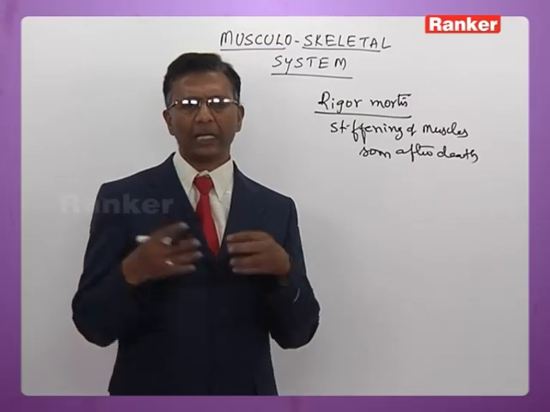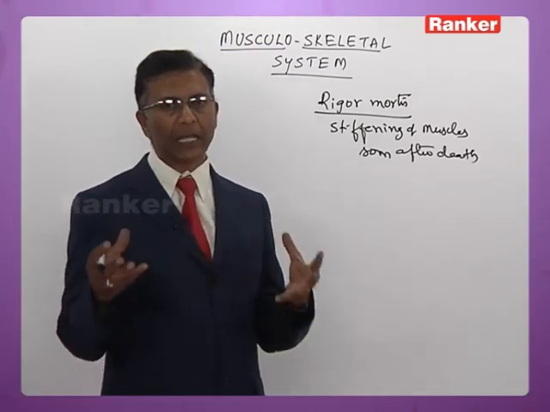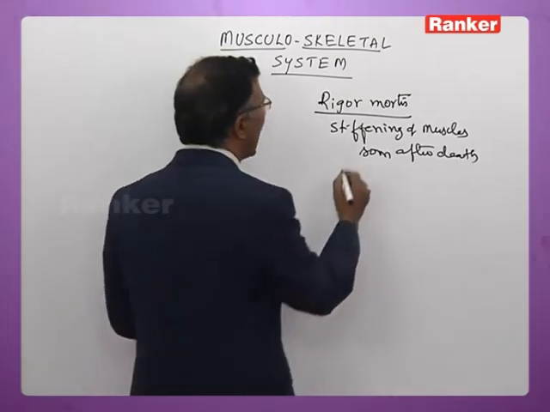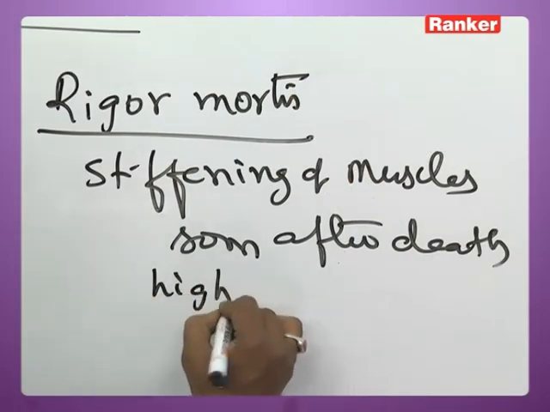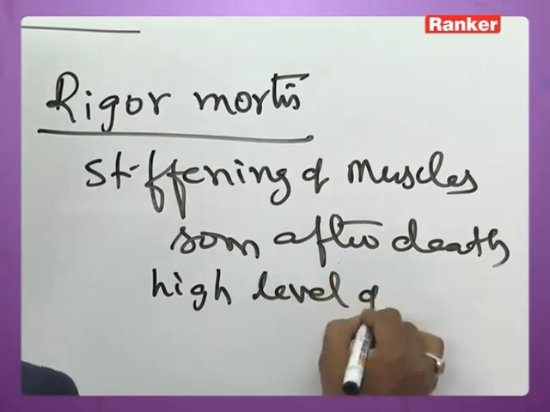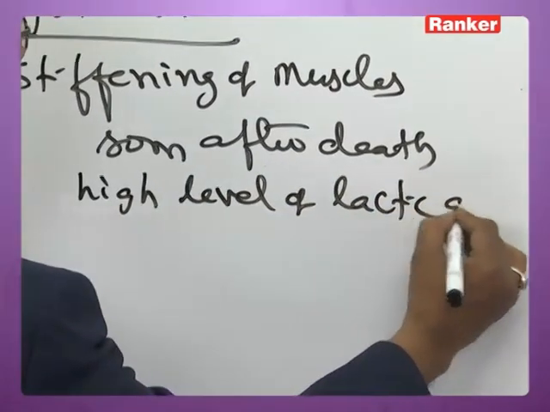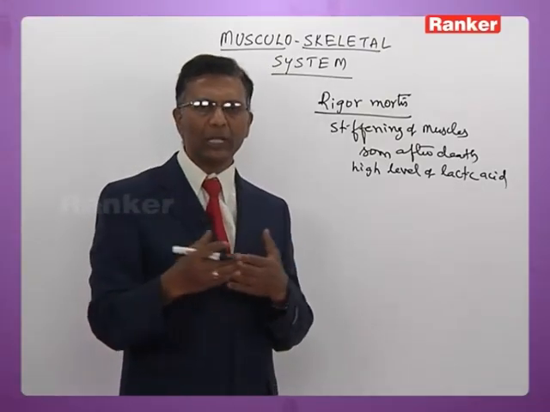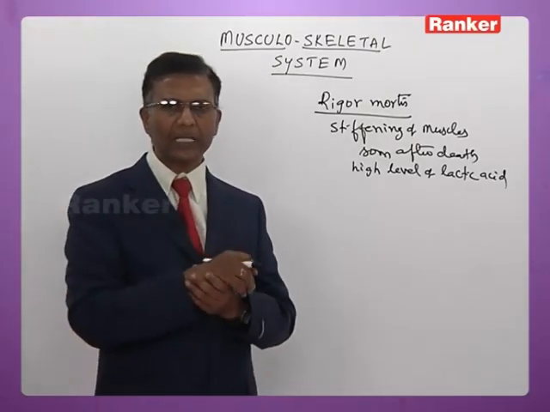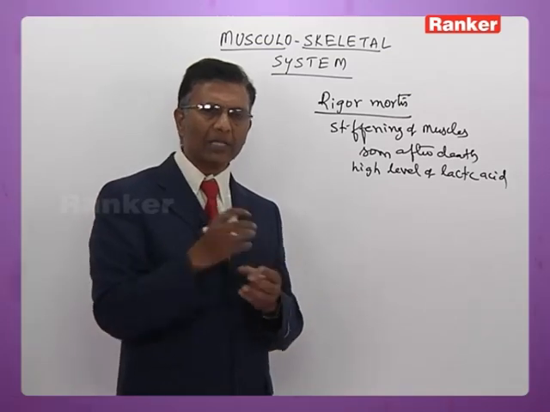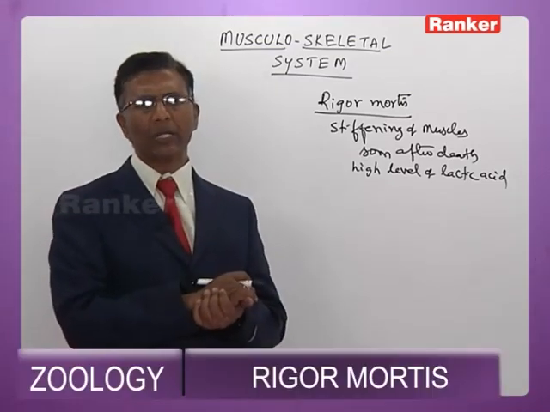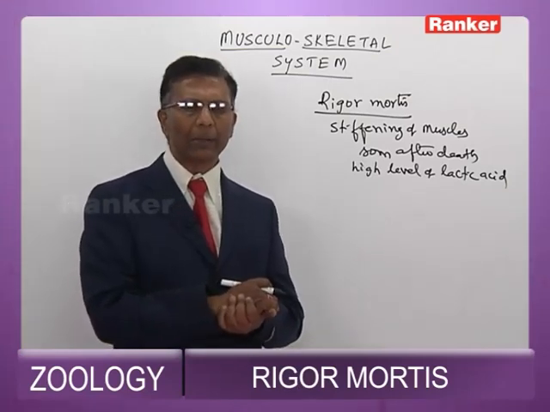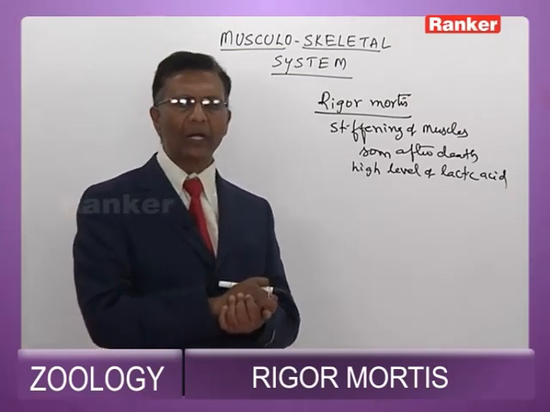The bacteria and different kinds of pathogens present in the atmosphere dare not enter the human body because of the high level of lactic acid within the body. You learnt already that mostly during the fatigue stage, the entire muscle gets deposited with lactic acid. Because of the large amount of lactic acid accumulation in the muscle, and because of the high acidic nature and low pH, the pathogens present in the air cannot enter into the dead body.